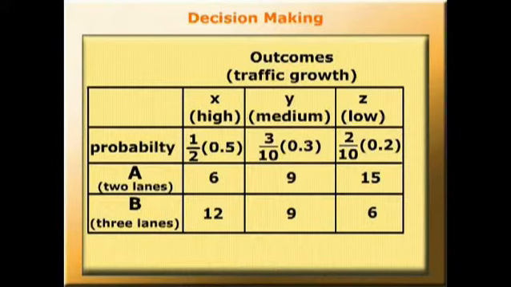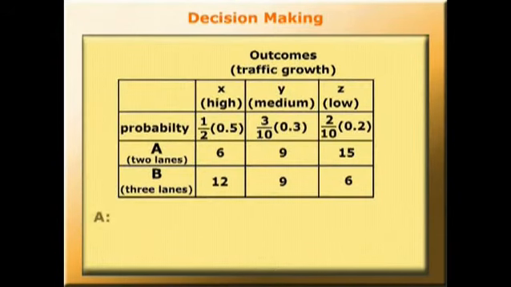So what would we do when we don't know whether outcome X or outcome Y or outcome Z is going to turn up? Well, we calculate the expected benefit from decision A, the dual carriageway, and the expected benefit from B, the 3 lanes. Let's take A first of all.